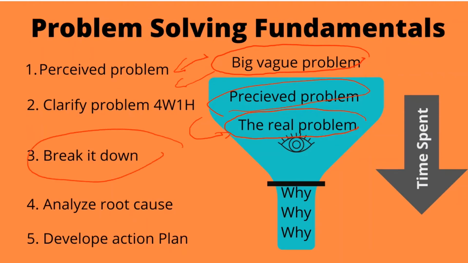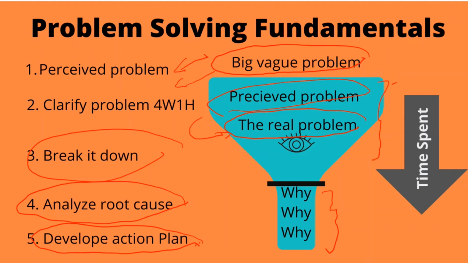Break it down, and after that, analyze the root cause, why. The tools that can be used to analyze root cause are 5 whys and also cause and effect, the fishbone diagram. Finally, develop the action plan. So the time spent should be the most on understanding and defining the problem and probably the root cause. And after that, it's actually very easy to develop an action plan.